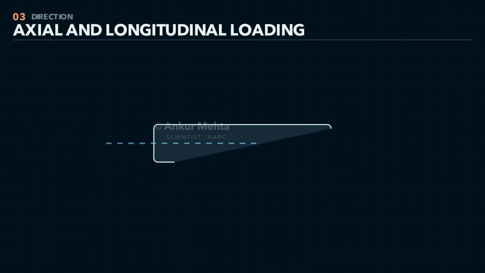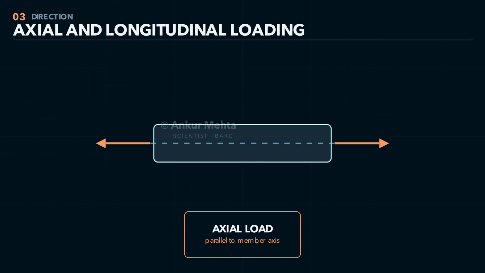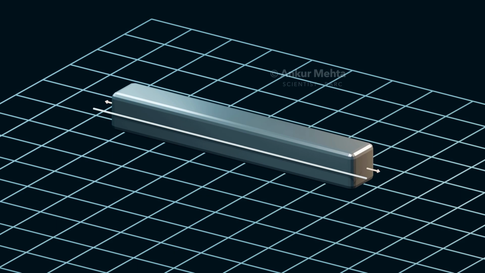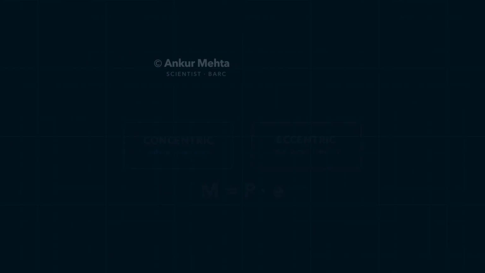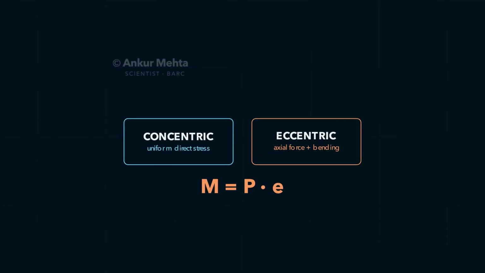A longitudinal or axial load acts parallel to the member axis. Pulling away from the member produces tension, pushing inward produces compression. When the line of action passes through the centroidal axis, the loading is concentric and ideally produces direct axial stress. When the load is offset by an eccentricity e, it is equivalent to the same axial force P acting at the centroid, together with a bending moment equal to P times e. The stress is therefore no longer uniform across the section.